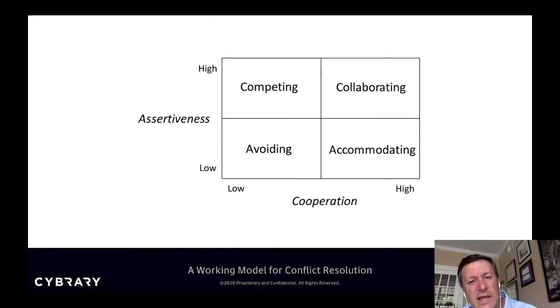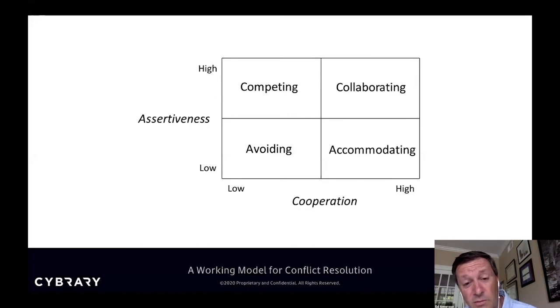I always like this. I think that there's a time for all four. If you're going to memorize something to use as your crib sheet in conflict resolution, you're going to be living in one of these four boxes. There is a time to avoid conflict. You're not going to cooperate. You're not going to be assertive. You are going to step away. We can all think of 1,000 times when that makes sense. I've been married for 35 years. There's a reason for that. I've learned to avoid conflict. So there are times when that makes sense.